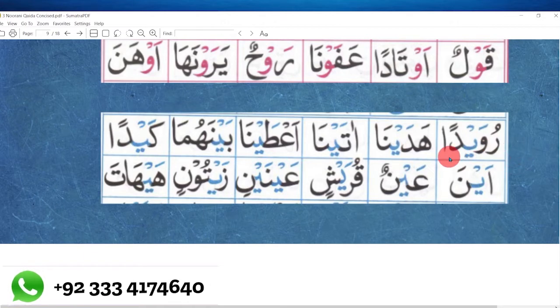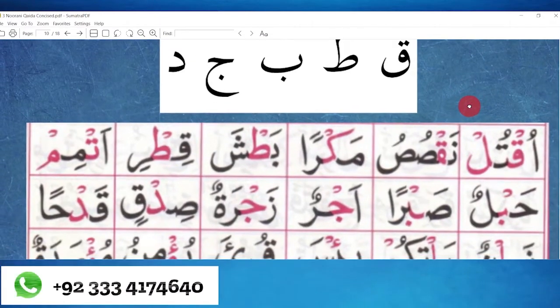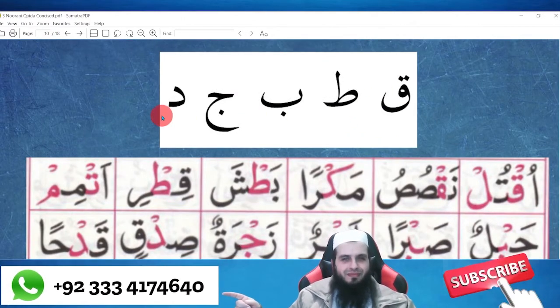So, ruwaydan, aina. However, if we are stopping on a word and the second last letter is either a yailin or a vowlin, we have the option to stretch it like this: ain, quraish, ainain, zaytun, hayhat, etc.